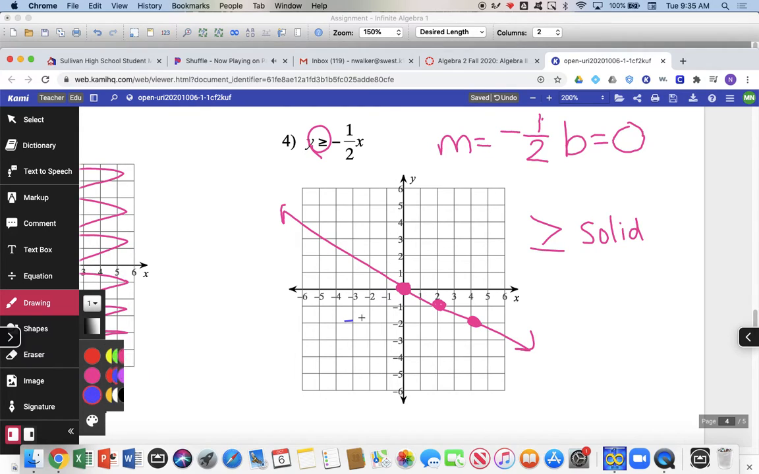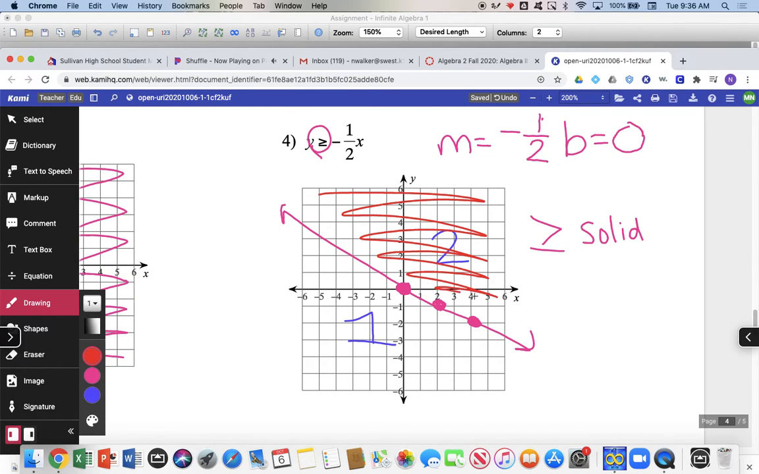So I have two choices. Am I going to do choice 1 or choice 2? Which one do you think would be the appropriate way to shade? It says greater than. Yeah, area 2. Because we're going above the line and to the right as much as we can. And so that would be our shading.